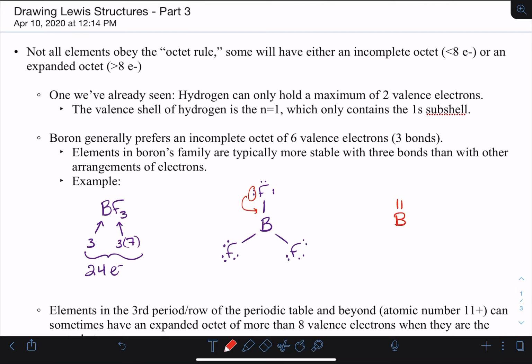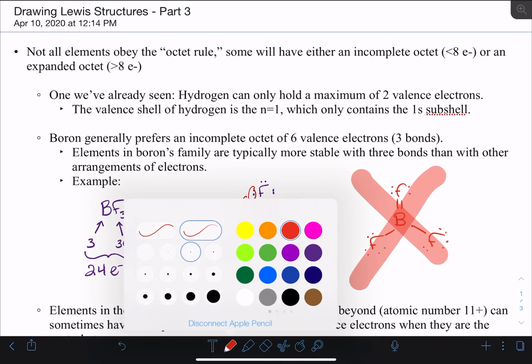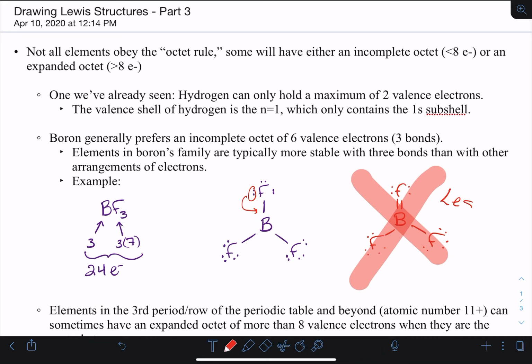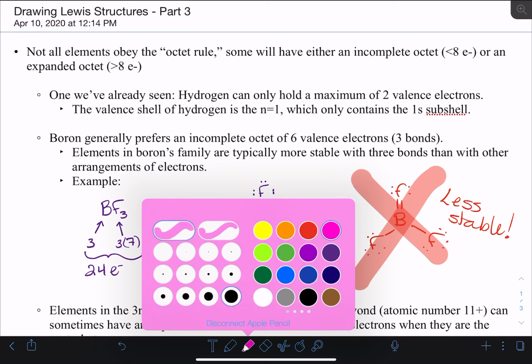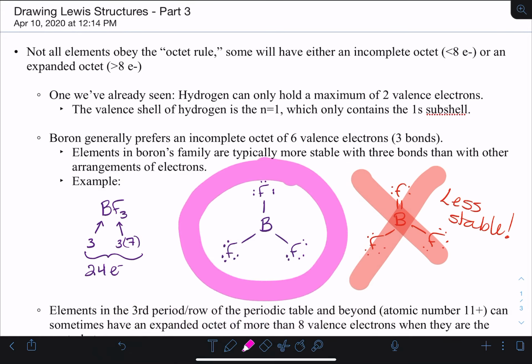When you do that, you get a structure that looks perfectly valid and is perfectly valid, but it's not the best structure. It just so happens that this is less stable. This structure is not as good because boron is a little weird and does not follow the octet rule the way that most elements do. So this is actually the best structure for BF3, because boron just doesn't follow the typical rules.